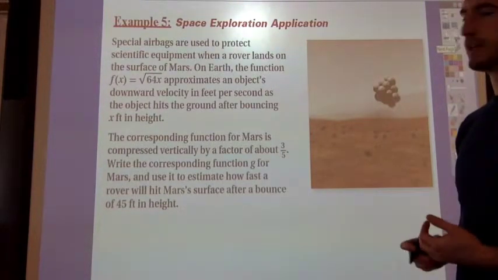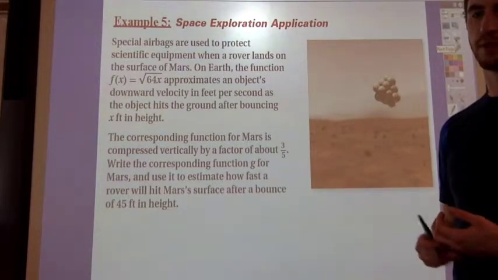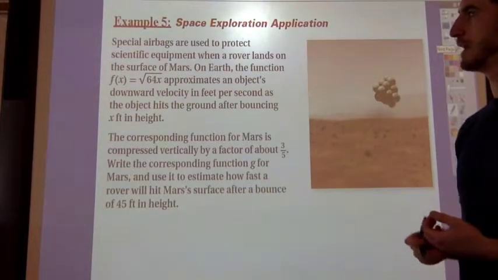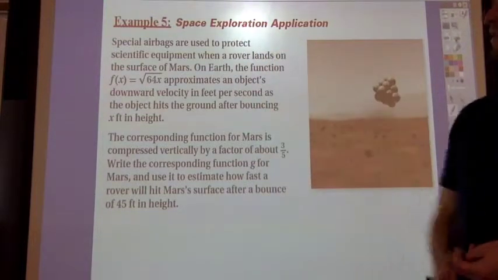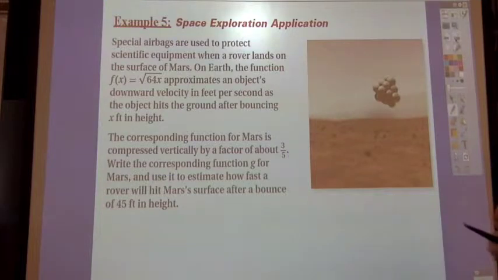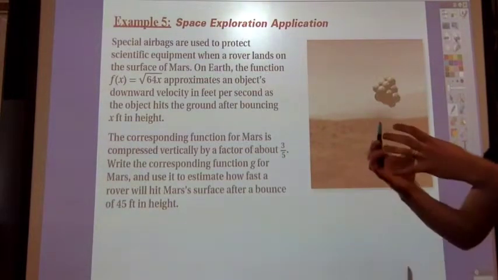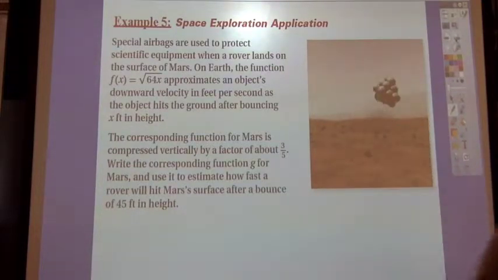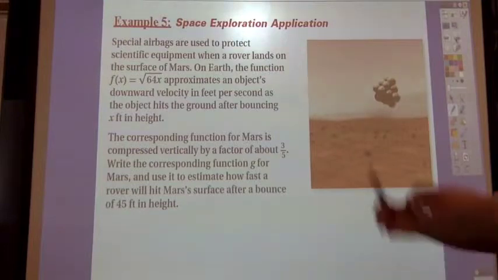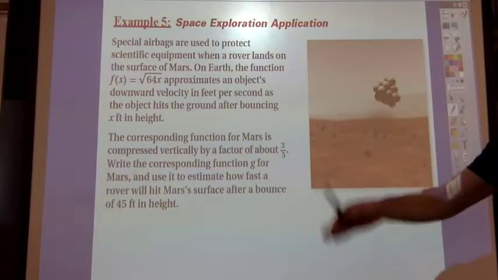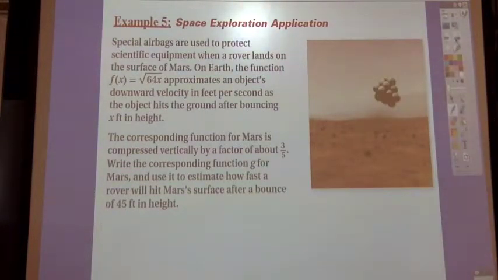This one is a word problem, and usually with word problems we freak out and we're like, this is bad, but I don't think this one is actually all that bad. Special airbags are used to protect scientific equipment when a rover lands on the surface of Mars. I've seen a documentary on this, and it's pretty cool. They've got this little rocket package, and then when it's entering the atmosphere of Mars, all of these airbags in a pyramidal form just sort of explode out of it, and it will bounce safely on the surface.